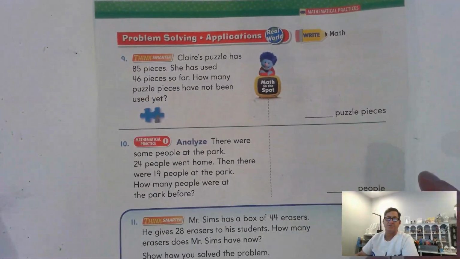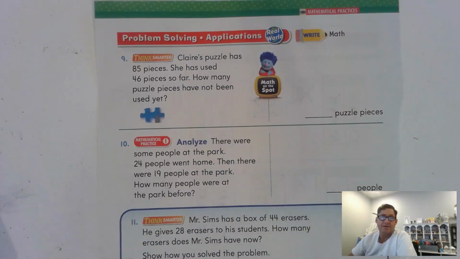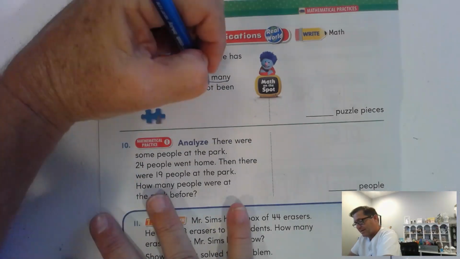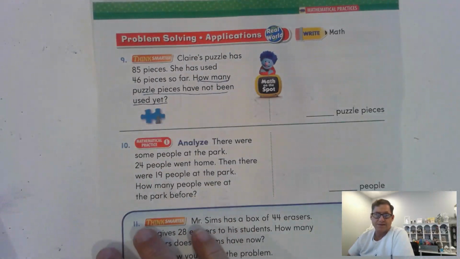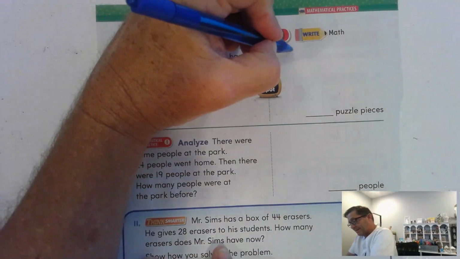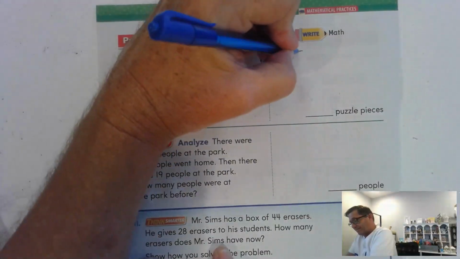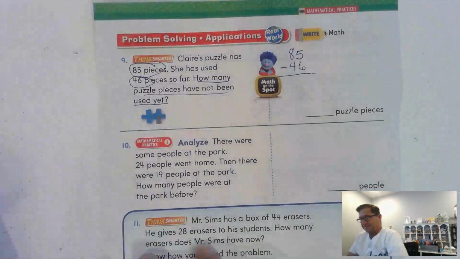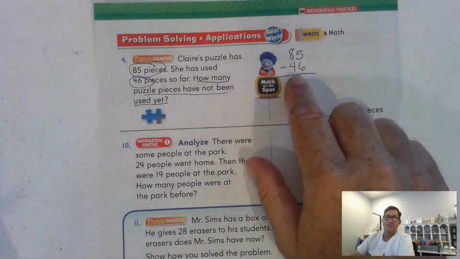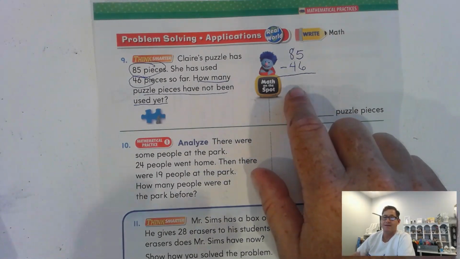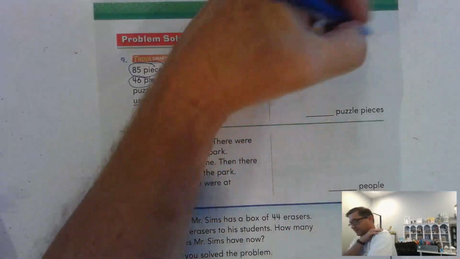Number 9. Claire's puzzle has 85 pieces. She has used 46 pieces so far. How many puzzle pieces have not been used yet? So that means we have 85. She used 46. So if we subtract the number of pieces that she's used, that'll tell us how many pieces have not been used. Okay, so let's draw our picture.